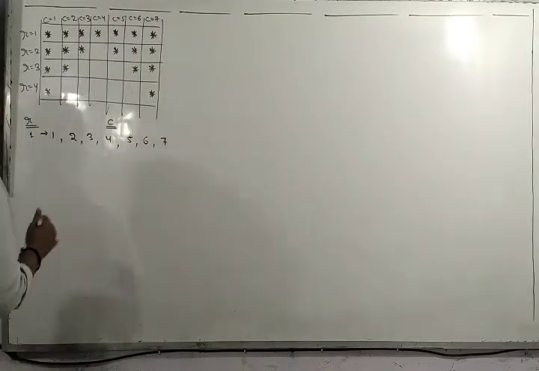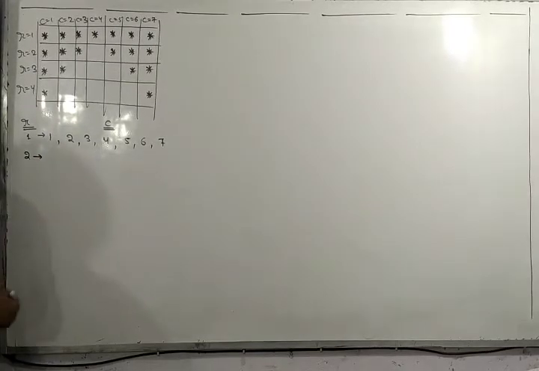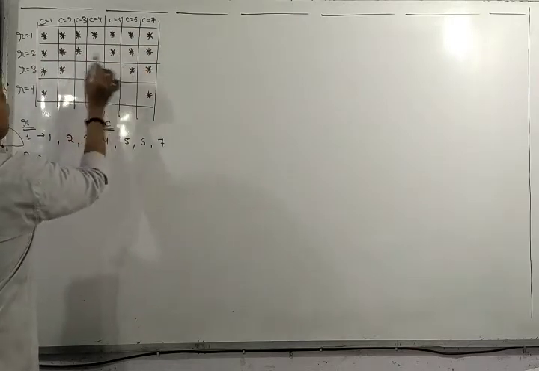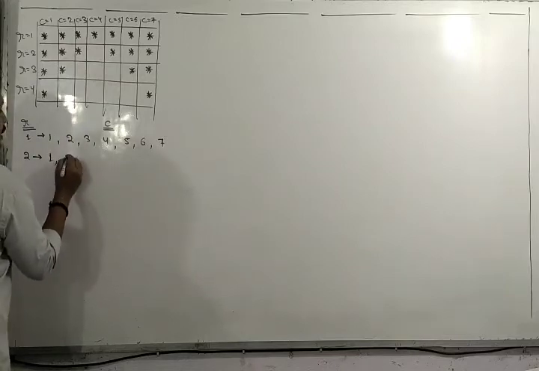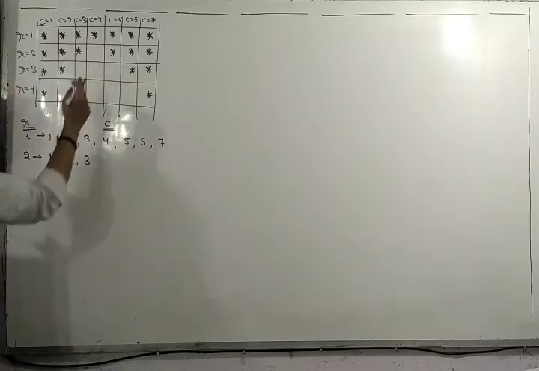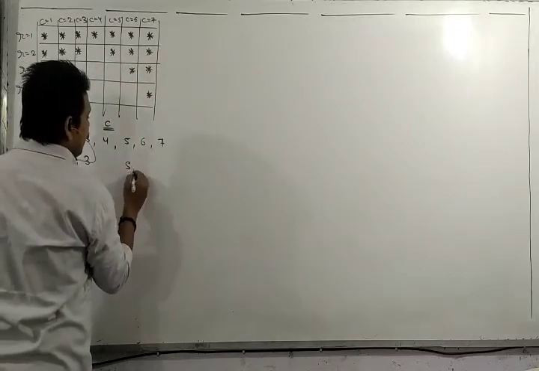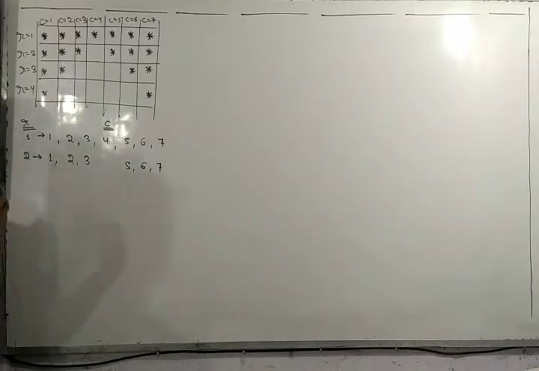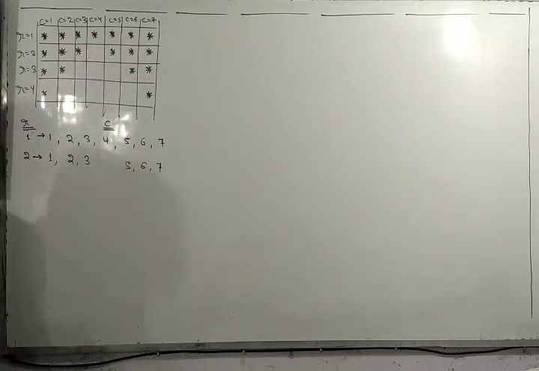Then when R is equal to 2, on which values of C the stars are getting printed? See, when C is equal to 1, 2, 3 and 5, 6, 7. I should not say and, I should say or. If the value of C is 1, 2, 3 or 5, 6, 7, then the stars are getting printed.